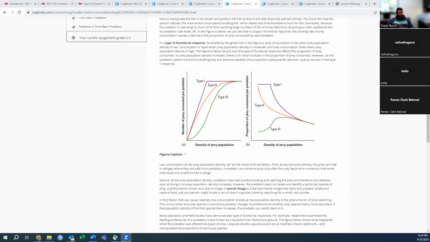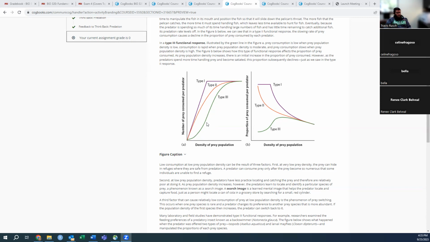Cogbooks went over three possibilities for this. One of them said prey could be hard to find, or they could lack practice catching the prey, or they could be using an alternative food source. Yeah, so those are all three. The first one is that prey at low density can hide in refuges and they're difficult for the predator to find. So when there's not a lot of them around, they're not consuming a lot of them. But as more of them are around, they become more predictable and easier to catch.